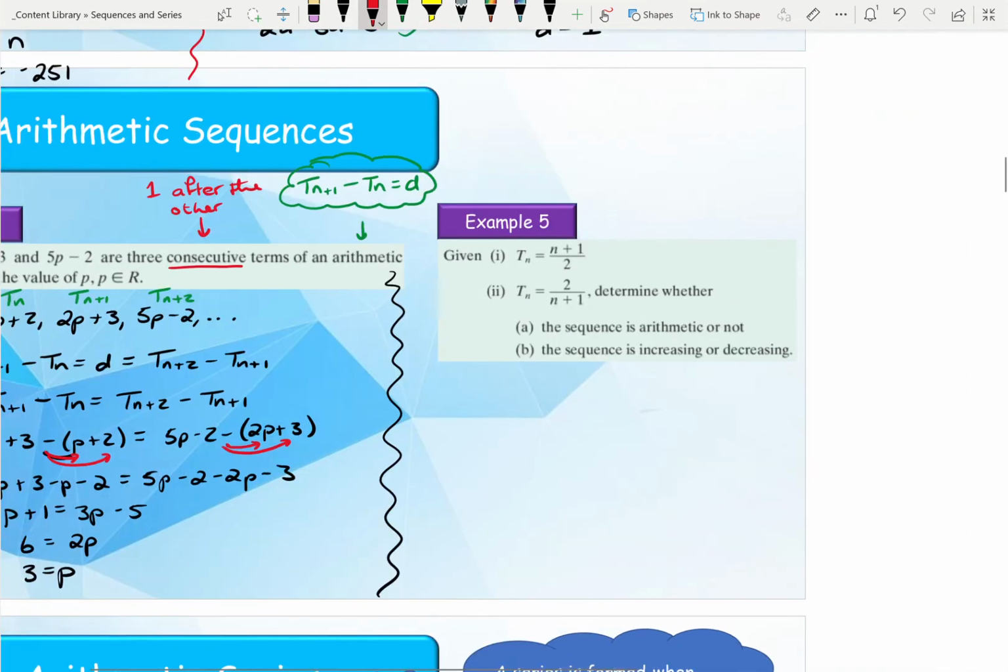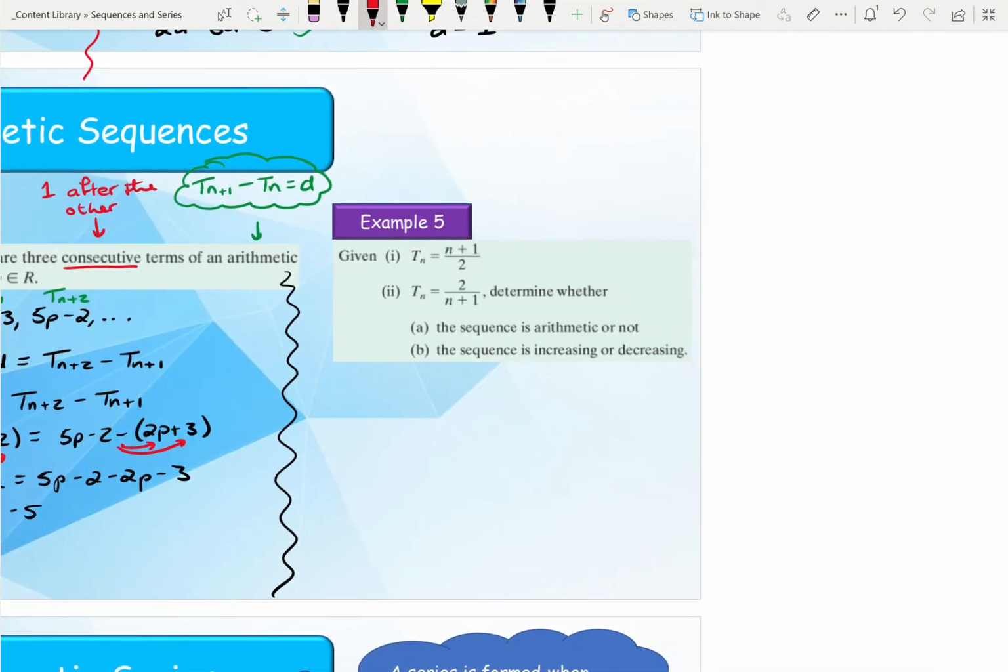Now in example 5, it gives us two TNs, two general sequences, and it asks, is the sequence arithmetic or not? To prove a sequence is arithmetic, we're going to use our rule again that tn plus 1 minus tn should be equal to our common difference d, which in this case, since we don't know it, we're going to say is a constant. And remember, a constant is just a number without a variable, without an n.